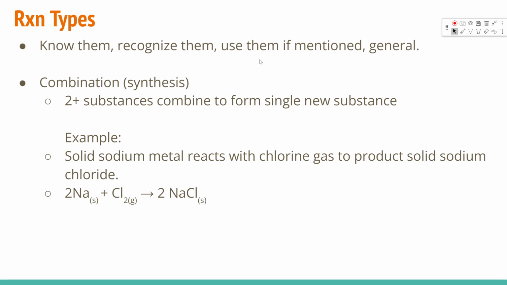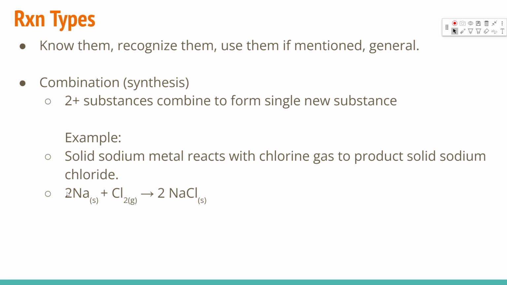So the first one is combination, aka synthesis. And so we're taking two things or more, and we're forming a new thing. Just a single new thing. So in this example, I have solid sodium metal. So it's a metal, so usually solid. Well, it said solid there too. And so Na. It reacts with chlorine gas, so gas is here. Remember that chlorine is one of the diatomics. If listed by themselves, it's always going to exist as 2. And the product is solid sodium chloride.